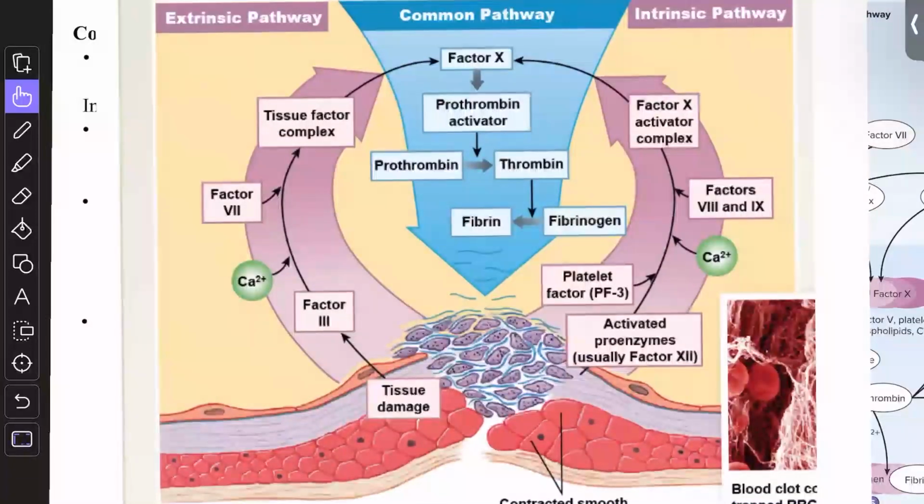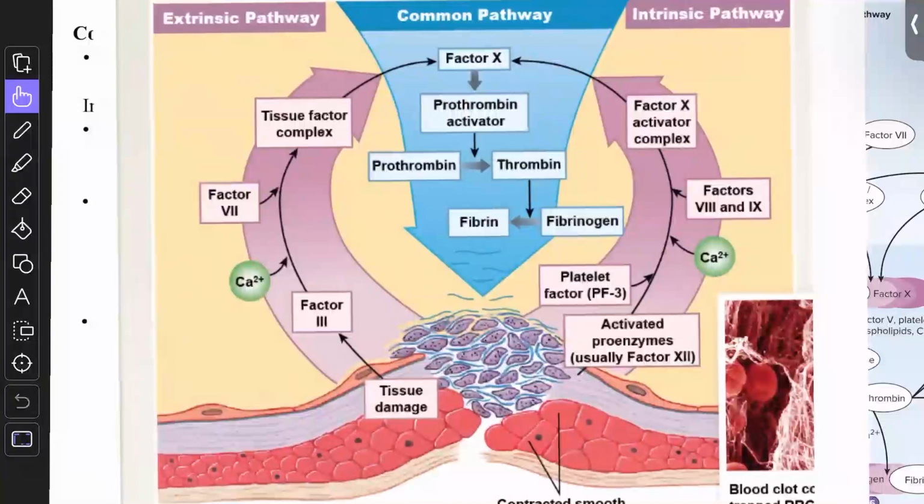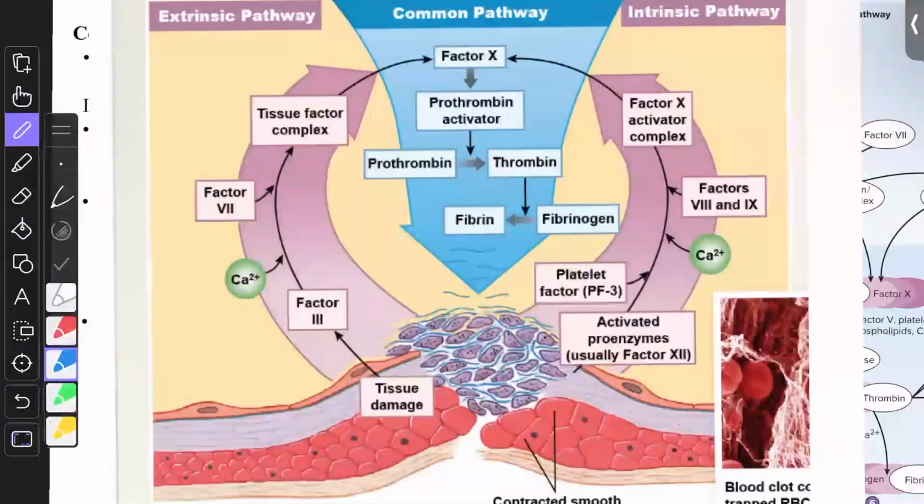So what I have here, just so we're all on the same page, right? I have my smooth muscle. I have my cartilage, I have my endothelial cells, and this is the lumen of the blood vessel. Okay? So all of this stuff is happening inside of the blood vessel. Okay?